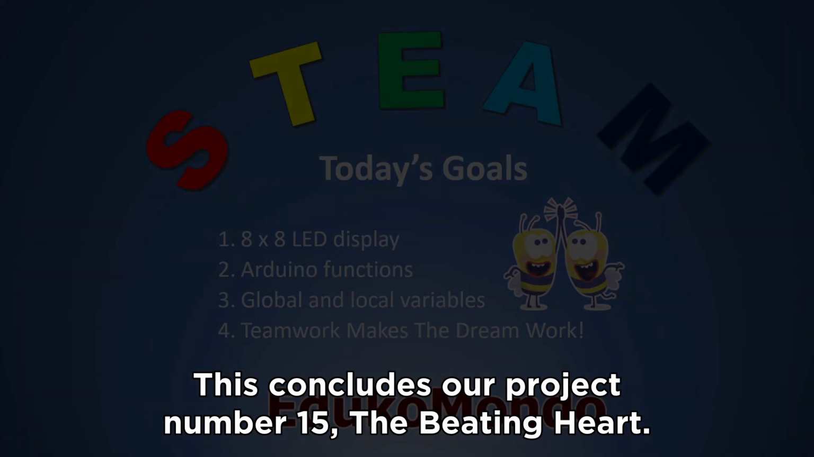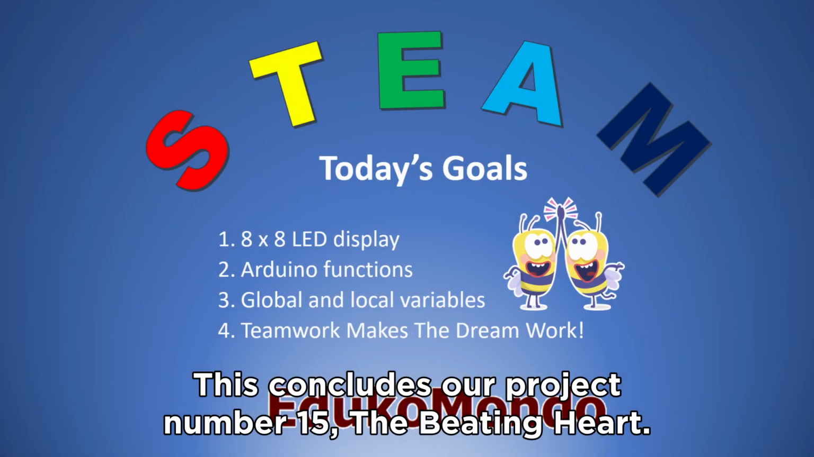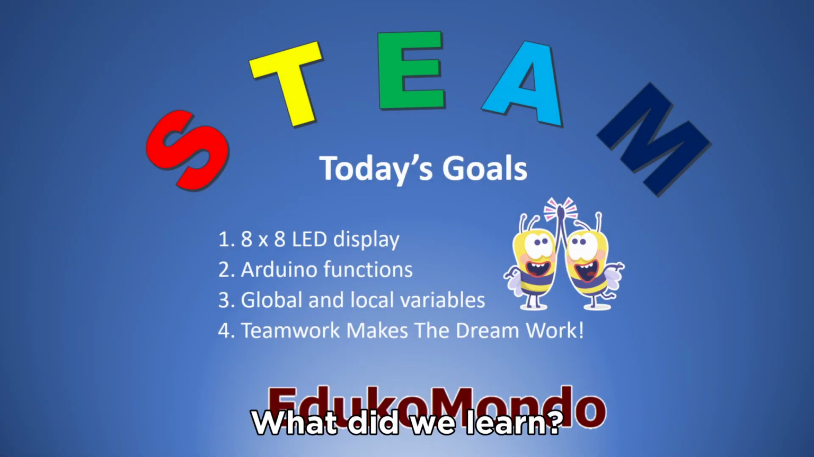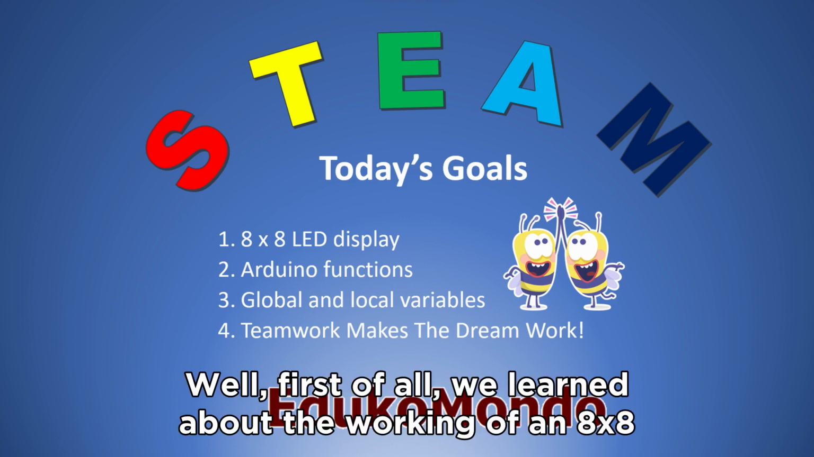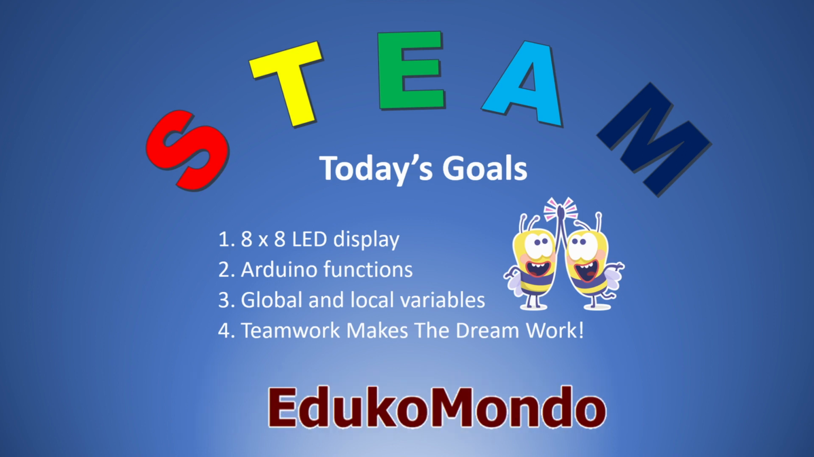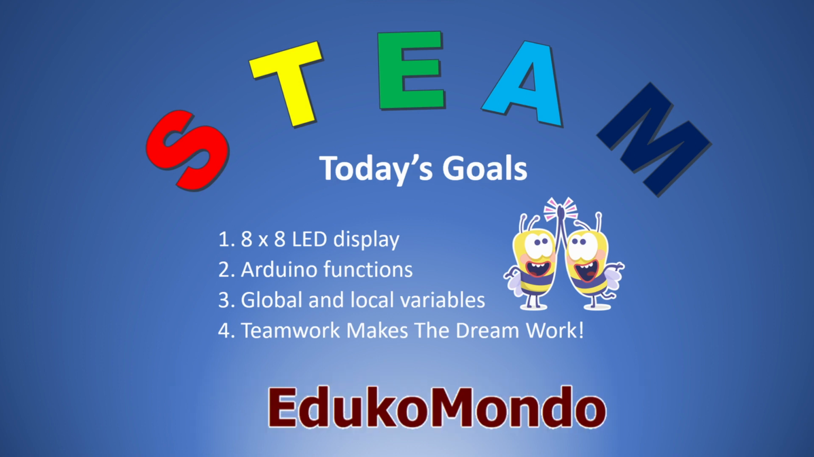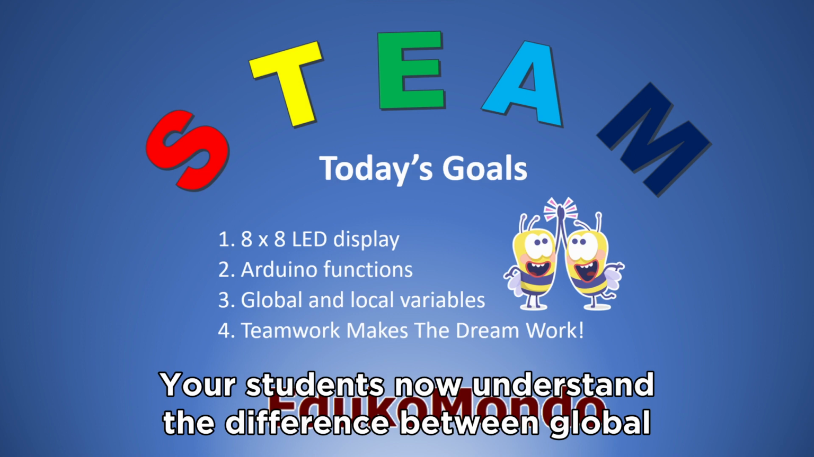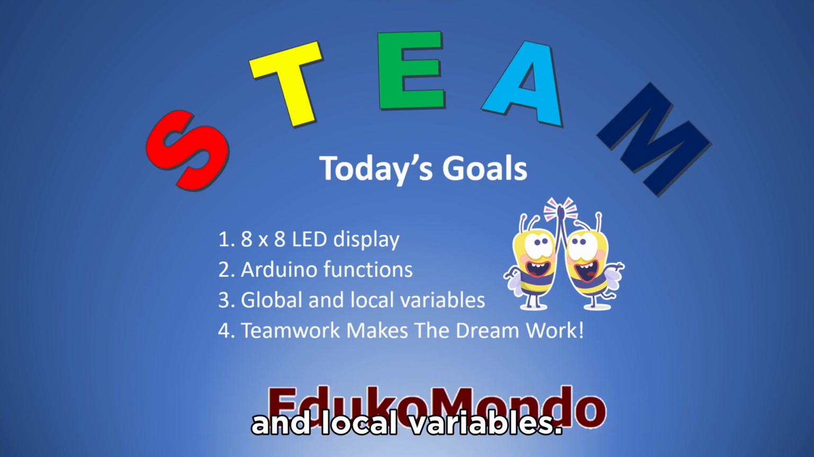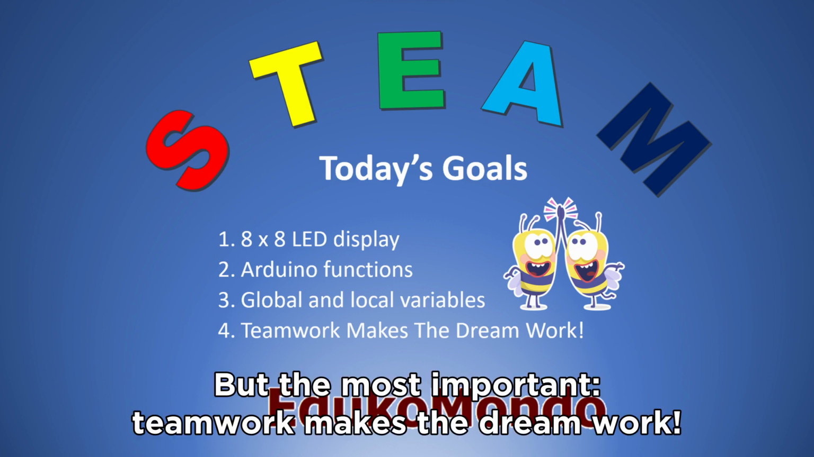This concludes our project number 15, the beating heart. What did we learn? Well, first of all, we learned about the working of an 8x8 LED matrix display. We learned about the use and the usefulness of functions in your program. Your students now understand the difference between global and local variables. But the most important, teamwork makes the dream work.